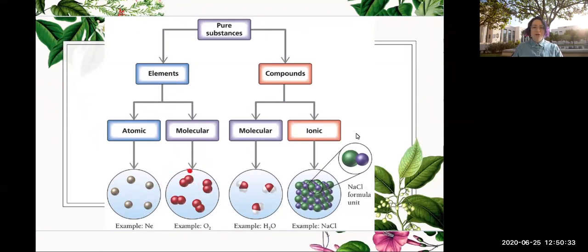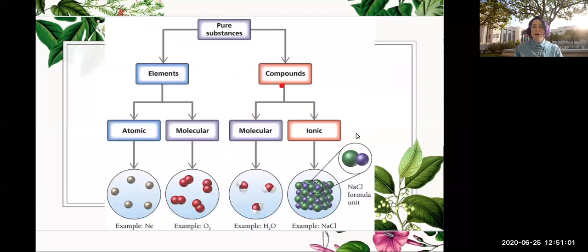So be careful with the molecular part, because you see we have molecular in two places here. If it's an element and it's molecular, all the atoms are the same. It's just that the same atom is bonded together. You can't find in nature a single oxygen atom, because oxygen naturally bonds with itself and makes a diatomic, or two-atom, molecule.